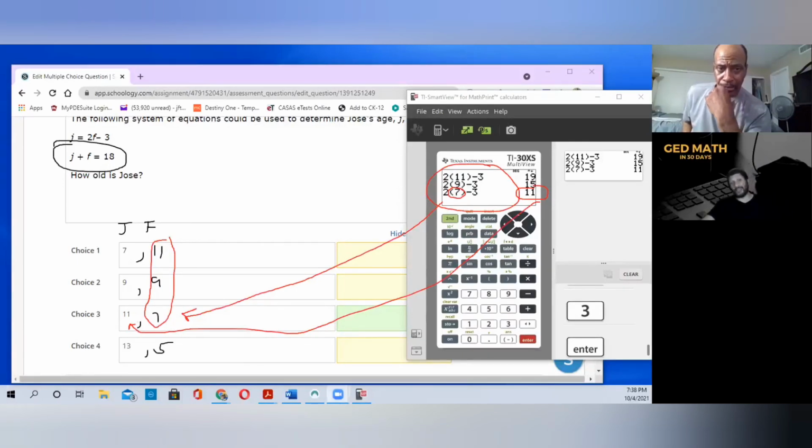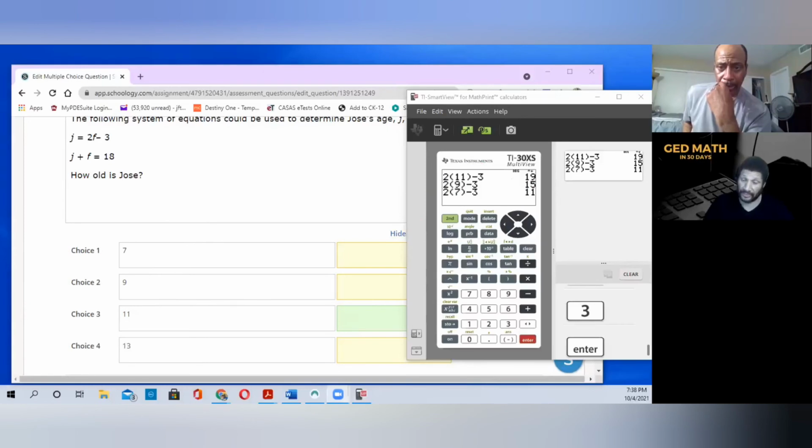That's the easiest way to do it. That's all it is. With a system of equations, you see how long that took me. All right.